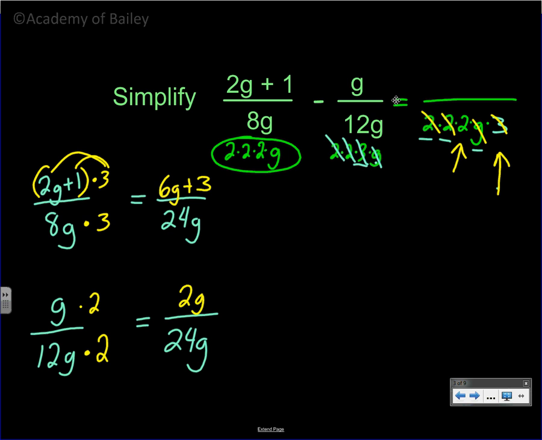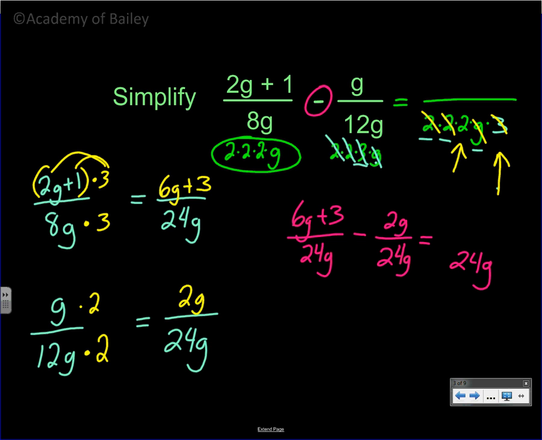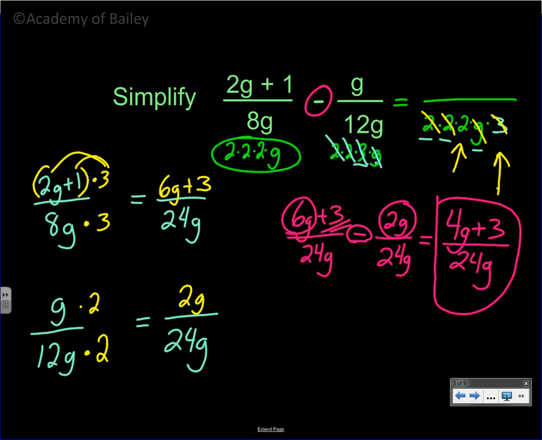So let's go ahead and figure out what we have. We have 6g plus 3 over top of 24g. We are subtracting 2g over 24g, which our common denominator says we're going to have 24g on the bottom. So now 6g minus 2g is going to be 4g, and then we have a positive 3 that goes with that. You cannot factor anything out of 4 and 3, so therefore 4g plus 3 on top, 24g on bottom is the simplified form of what we started out with.